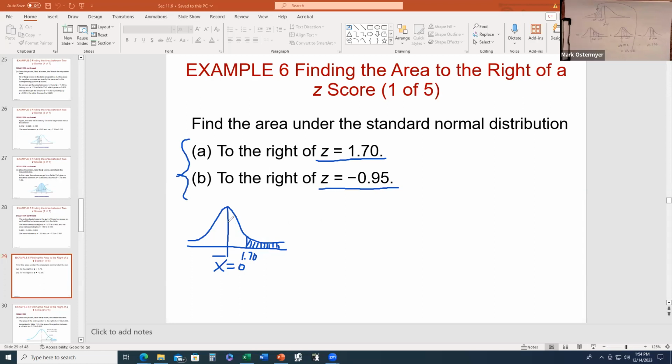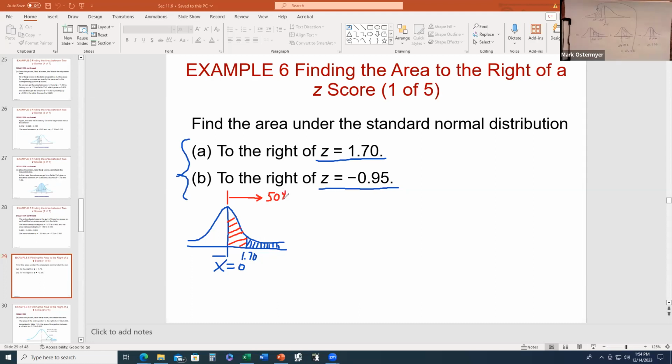Tell you what, can we find this red area by using our table? Yes, we can. And if we find that red area, how are we going to find the blue area then? Think about it. What area of the entire curve lies above the mean? What percentage? The upper half. Oh, there's your clue. What's half of 100%? 50%. 50% of your area lies above the mean.